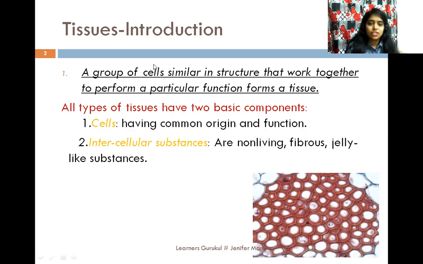So now let's talk about the components of tissues. There are two components of tissues. The first one is cells and the second one is intercellular substances. So what is a cell? It has a common origin and function. And intercellular substances: you can find some gaps between each and every cell. Here there is a gap, and this is said to be the intercellular space, and in the intercellular spaces you can find some substance which may be non-living, fibrous or jelly-like. So these are said to be intercellular substances.